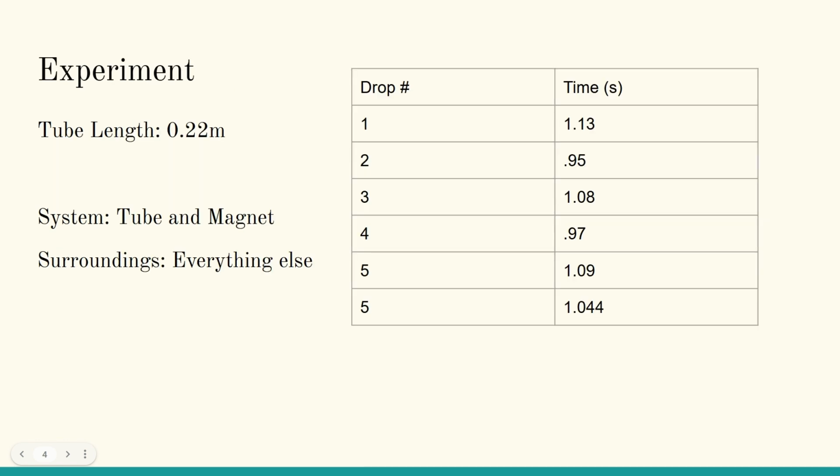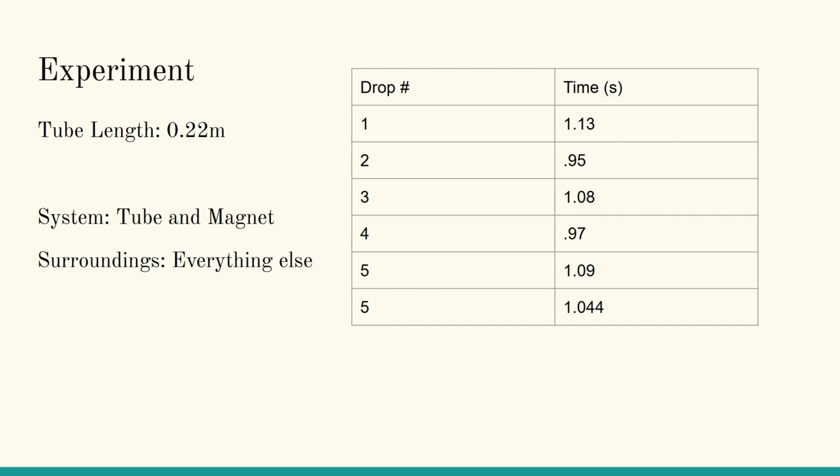So our experiment consisted of dropping a bar magnet down a cardboard tube that was covered in a bunch of loops of aluminum foil, and then recording the amount of time it took for the magnet to fall down the tube, as the foil acted as a solenoid and greatly slowed down the magnet as it fell, due to the laws that we stated previously. And so the tube had a length of 0.22 meters.